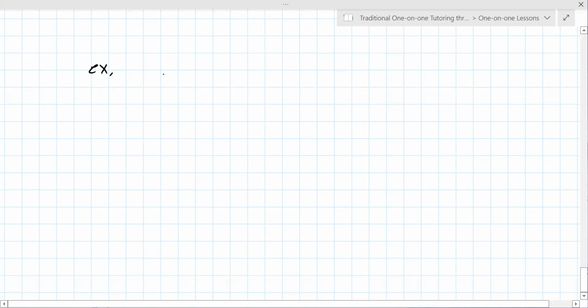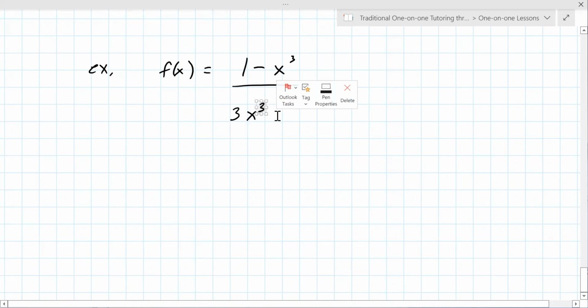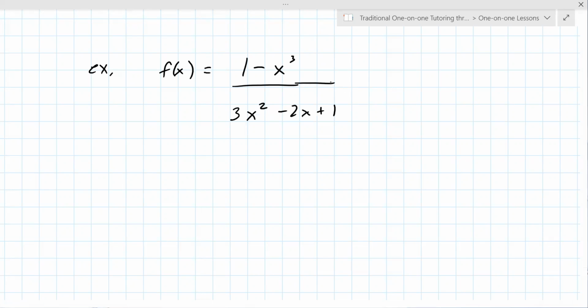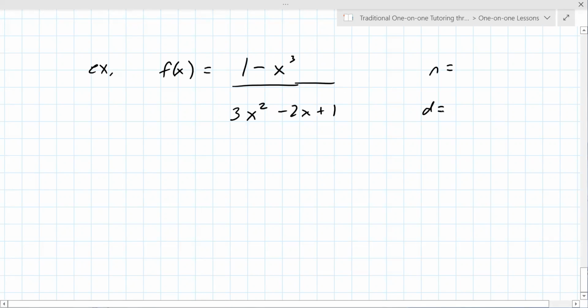Let's say it's f of x equals 1 minus x to the 4th over 3x squared minus 2x plus 1. Okay, so if you were just given this problem on a test or quiz, you have to figure out the numerator degree and the denominator degree. Can you tell me the degree of the numerator and the denominator?